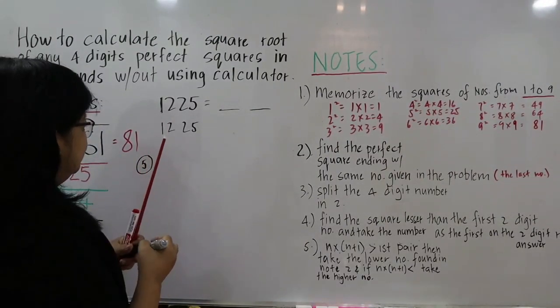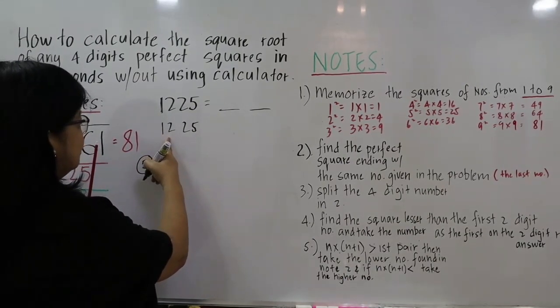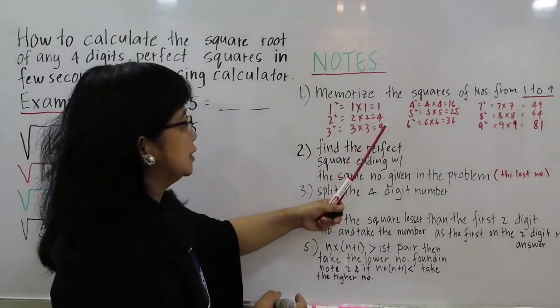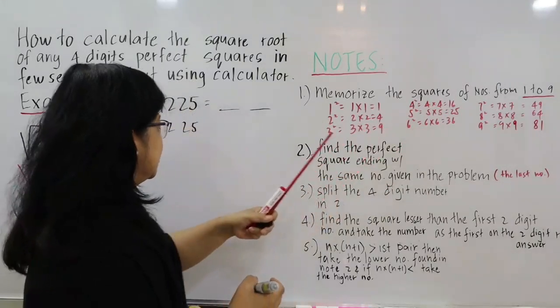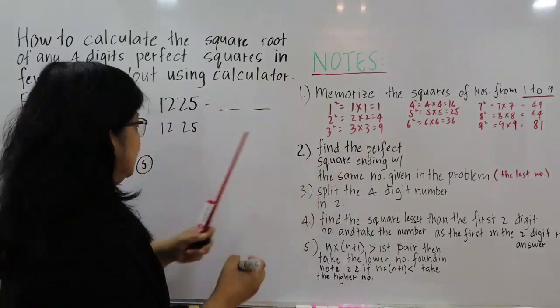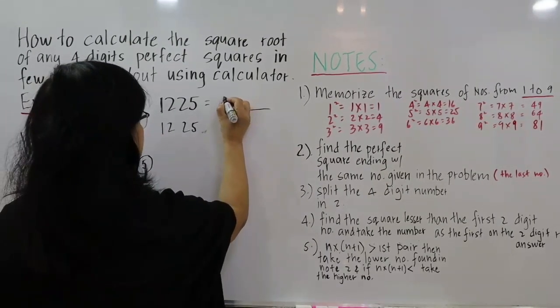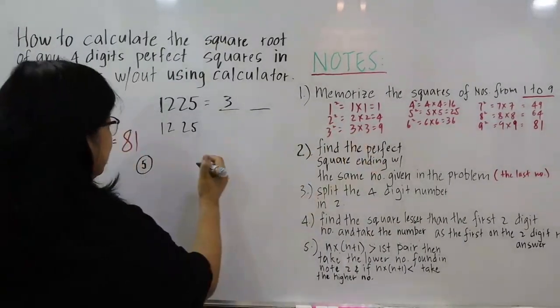And then, for 12, what is the square lesser than 12? Lesser than 12 is 9. It cannot be 4 by 4 because that's 16, which is more than 12. So lesser than 12 is 9. Therefore, the first answer here is 3, since 3 squared is equal to 9.